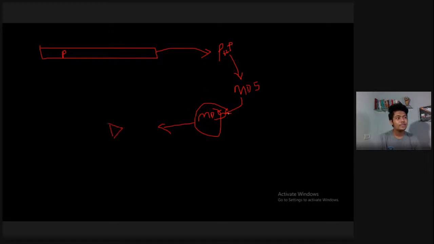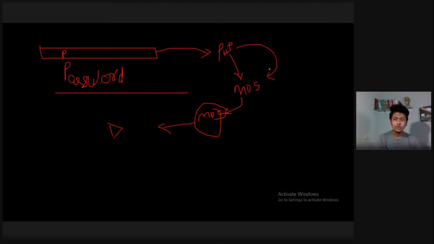This means, suppose the password is "password". A user enters this password, and the PHP file converts it to some random code. This random code runs through the same PHP file again and changes into another random code, and then that random code is saved in the database.